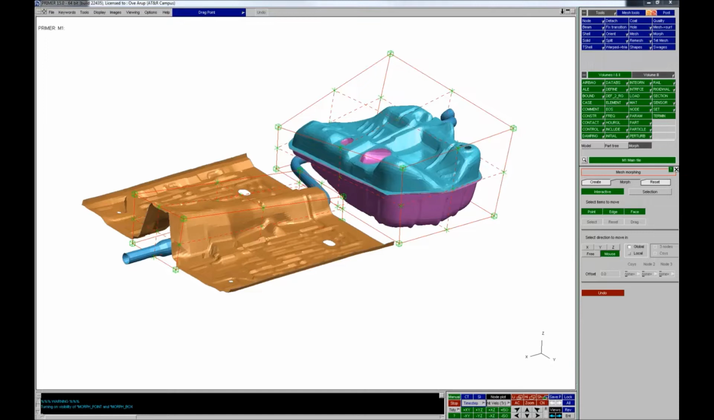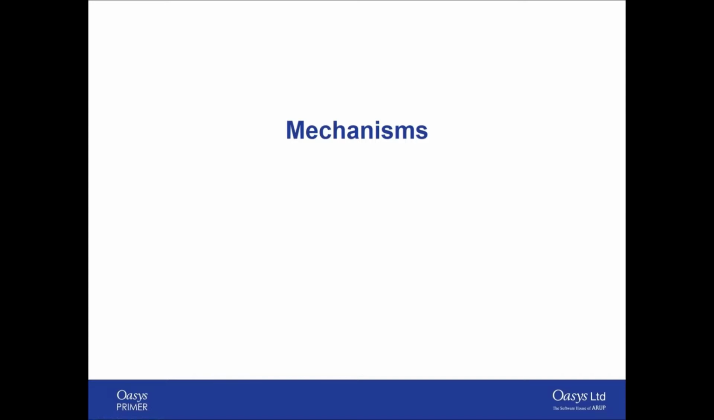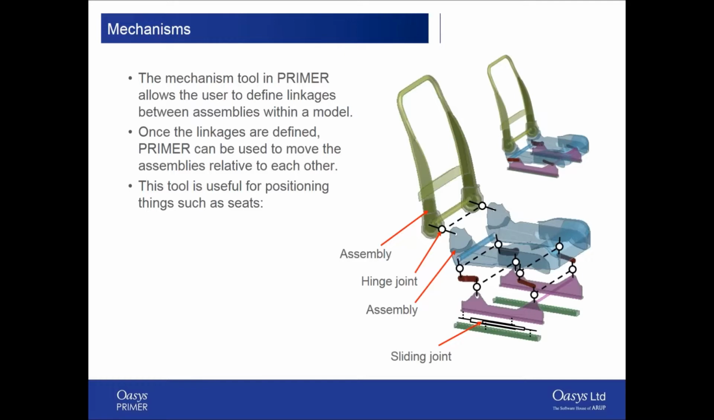Moving on to talk about mechanisms. If you're not familiar with mechanisms in Primer, it's a tool that allows you to define linkages between assemblies within a model. And then once the linkages are defined, you can use Primer to move the assemblies around relative to each other. And the classic example is a seat model, where you have lots of different linkages that you want to move around, but still maintain the connections between all the different parts.